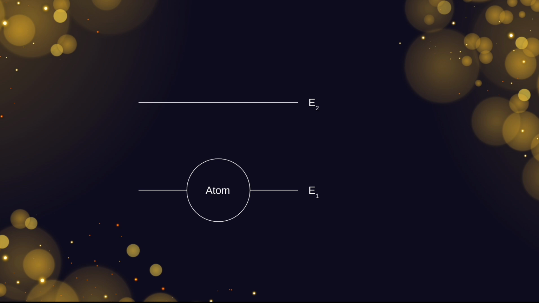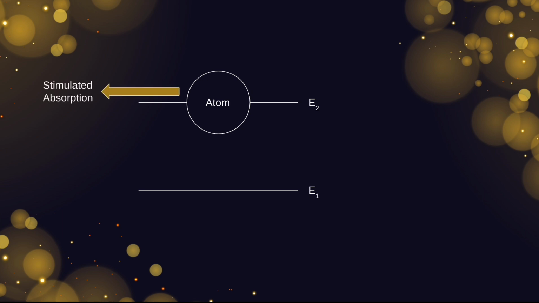Suppose this diagram represents an atom at its ground state, or an atom with little to no energy, called E1. If we shoot a photon at it like this, the atom is charged with the energy of the photon and jumps to a higher energy level, E2. Now this process is called stimulated absorption because we stimulated the atom and it absorbed the energy of the photon.